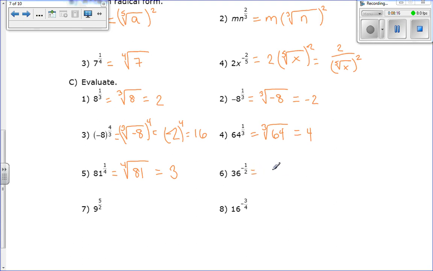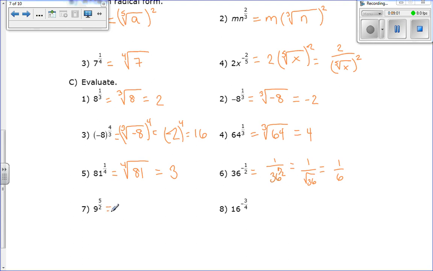For number 6, we have 36 raised to the negative 1/2 power. Well, that's just another way of saying the square root. Since it's negative, I'm going to write it as 1 over 36 to the 1/2 power. So I have 1 over the square root of 36. We do not have to put that little 2 there because it's understood that if there is no 2, it's a square root. And the square root of 36 is just 6.